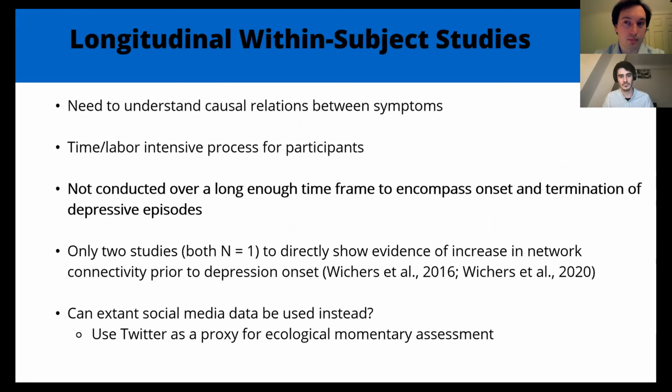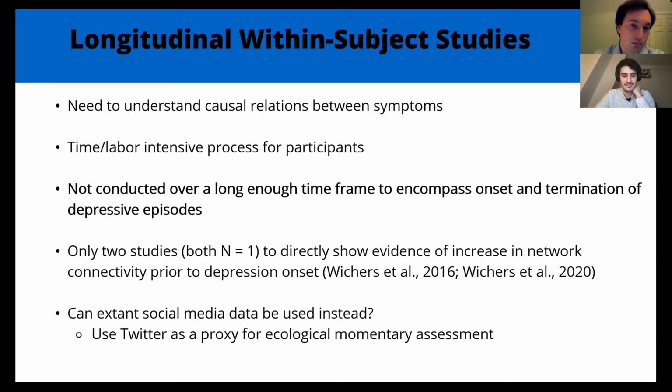However, these types of studies, otherwise known as ecological momentary assessment, are very time and labor intensive for participants. People need to rate symptoms several times a day over many weeks, and that leads to small sample sizes. Additionally, these studies typically aren't conducted over a long enough time frame to encompass the natural onset and termination of depressive episodes. And only 2 studies have conclusively shown evidence of increase in network connectivity prior to a depression onset. And both of these studies had sample sizes of 1.